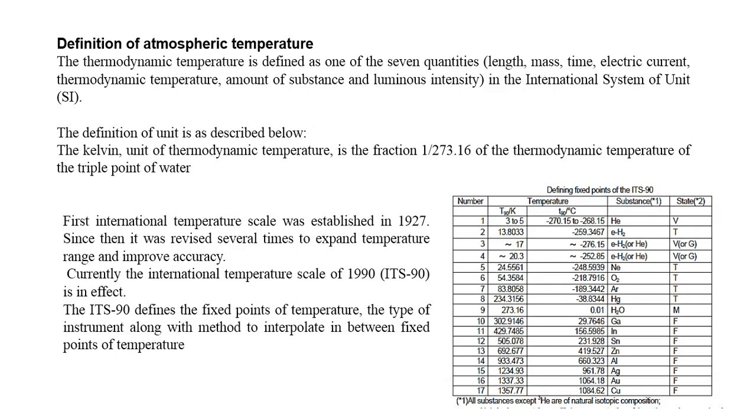Since then it has been revised several times to expand the temperature range and to improve the accuracy. Currently the international temperature scale of 1990 is in effect. The ITS-90 defines the fixed points of temperature, the type of instrument, along with the method to interpolate in between fixed points of the temperature.